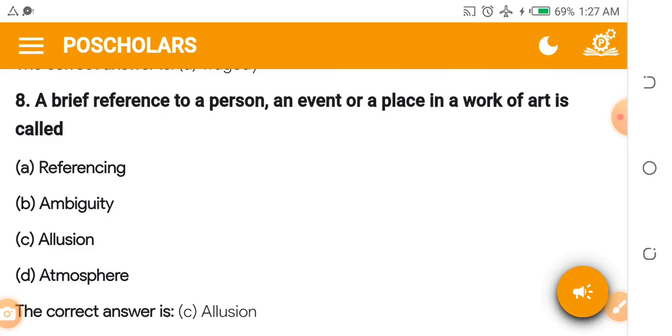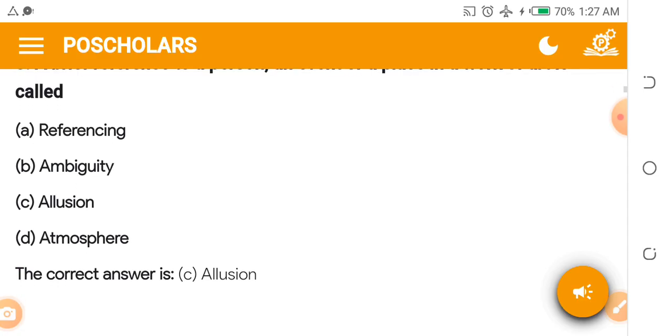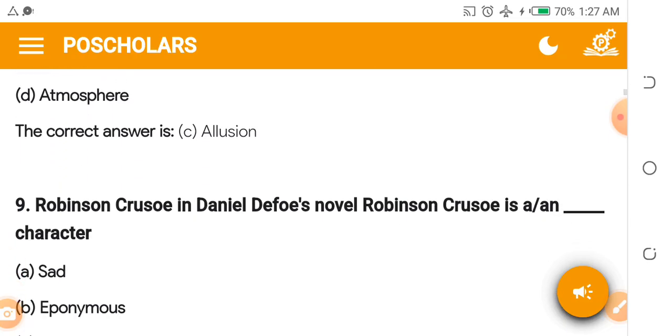Okay, let's look at question number 8. A brief reference to a person, an event, or a place in a work of art is called dash. A. Reference. B. Ambiguity. C. Allusion. D. Atmosphere. The answer is allusion. They alluded to that event or that place just briefly. They did not spend much time.